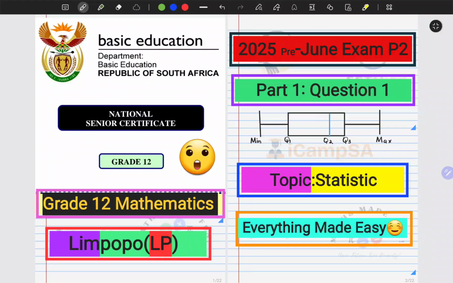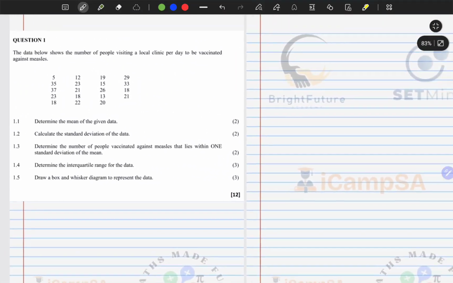In this edition, we're looking at the 2025 pre-June exam, and our focus is on statistics, specifically question 1. So this will be the paper that was written by the grade 12s that are based in Limpopo. So let's have a look at the question.